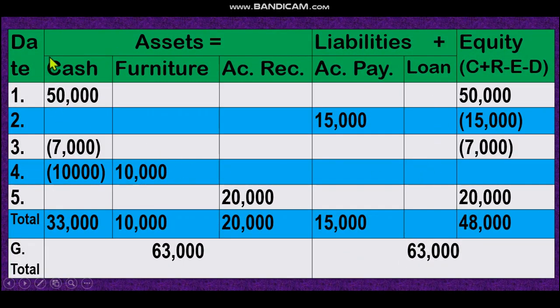Look at this sheet, effect on the accounting equation. Look at date, asset, liability, equity. In asset, cash money increases 50,000, and on the other hand equity also increases 50,000. So what is our second transaction?